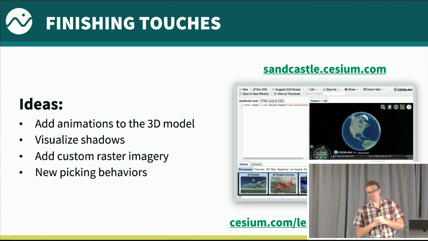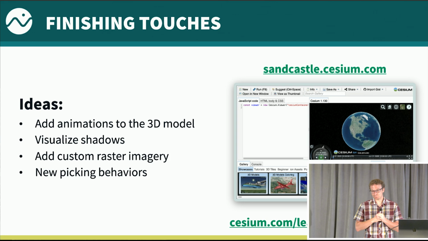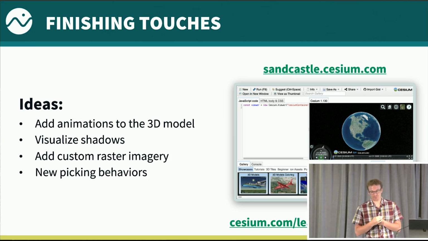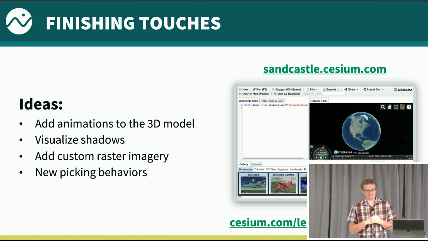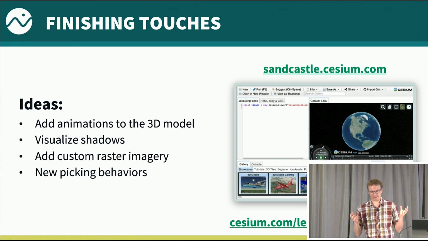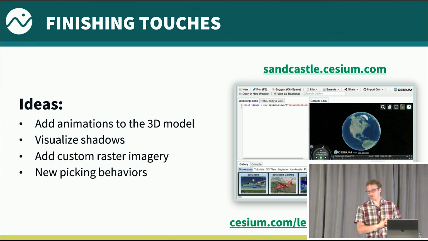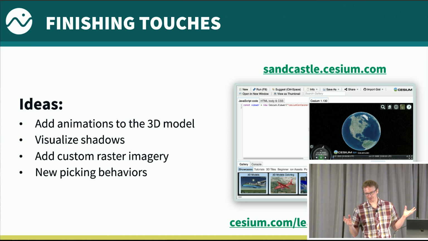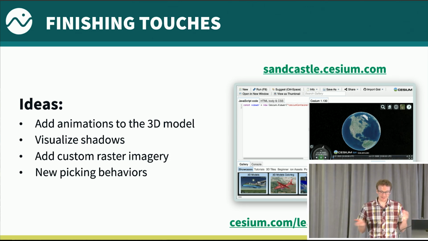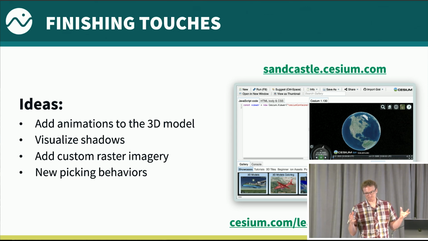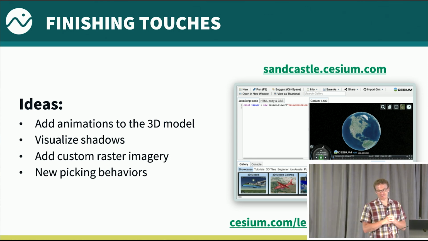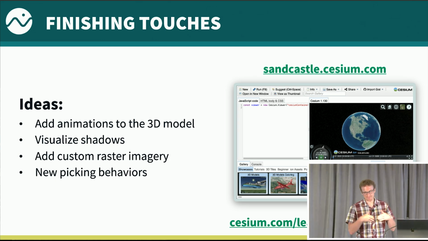So that's number one. Visualize shadows. There's more you can do to visualize shadows based on the terrain, based on the buildings. We have API support for that. Didn't have time to show it. That can be a very cool thing to add. You can do it for terrain, buildings, also the model. You can also add custom raster imagery, and you can add new picking behaviors. I think there are probably a lot of ideas for different interactivity that you can have through picking behaviors. There's a whole world out there of raster data sets, and you can create your own, load it in Ion, and then bring it into the app.